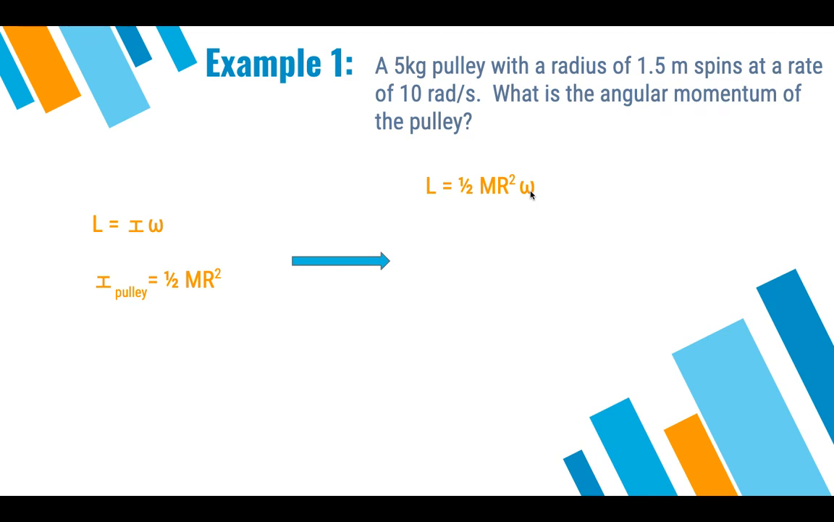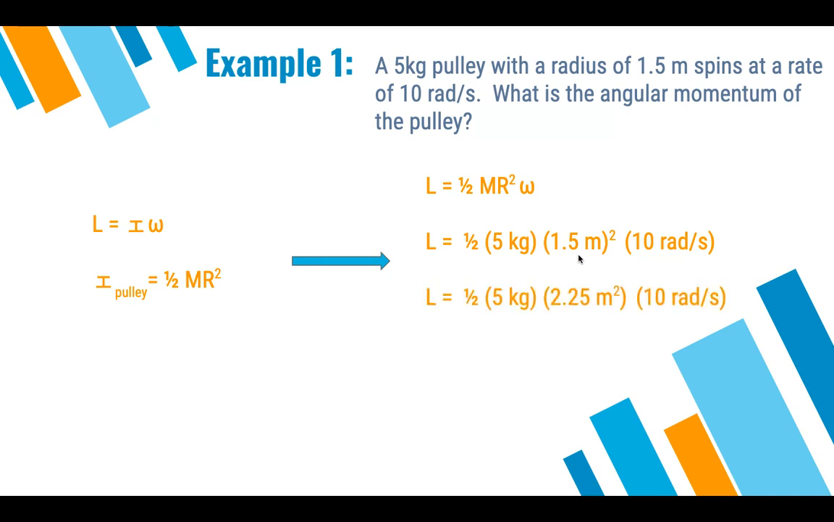In this example, we have numbers. Hooray! So we're going to plug in the numbers. We'll plug in for mass, which is 5 kilograms, radius, which is 1.5 meters, don't forget to square it, and omega is 10 radians per second. First, order of operations, make sure you square the 1.5 meters. You get 2.25 meters squared. Now we can multiply straight across: 1/2 times 5 times 2.25 times 10.